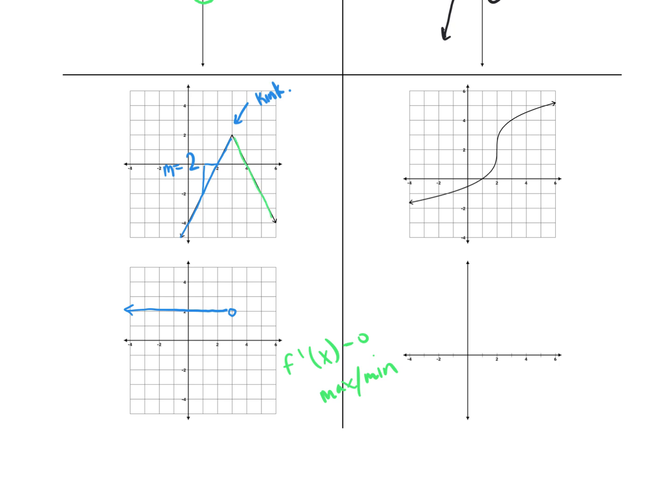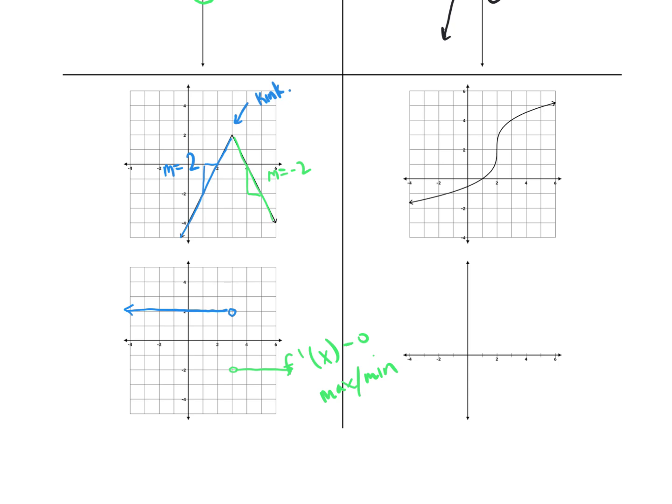On the way down, if we count our slope here, it's negative 2. So a horizontal line, because it's the same slope of the tangent line for the remainder of that absolute value function, it's at negative 2.